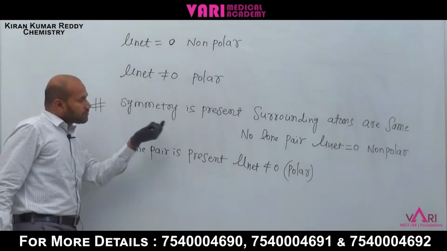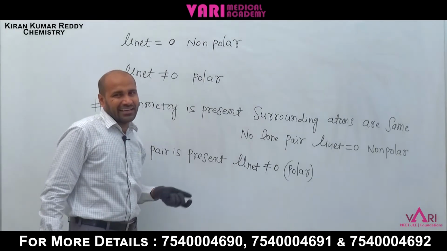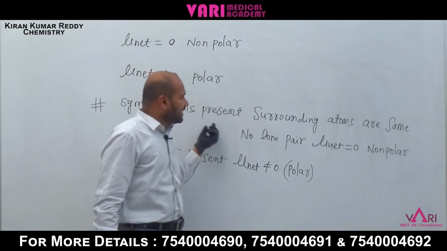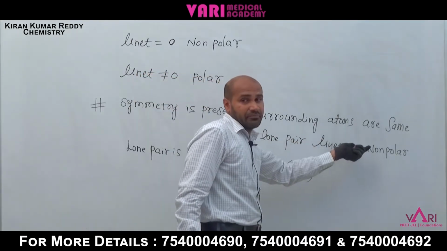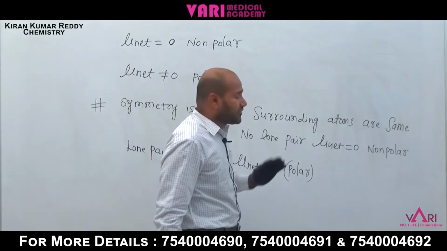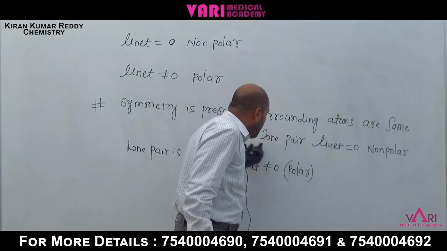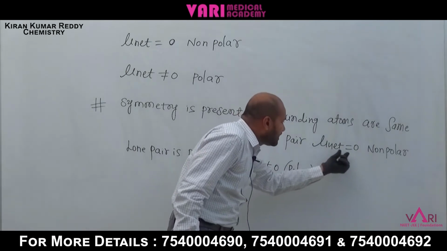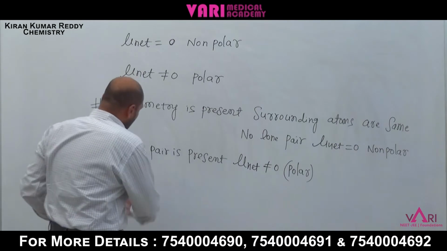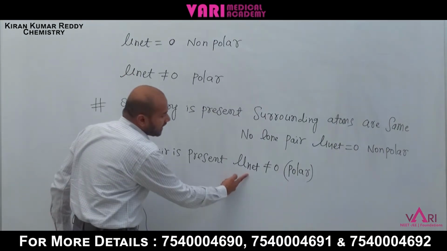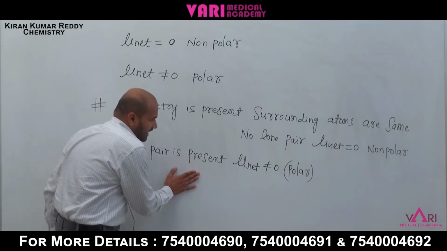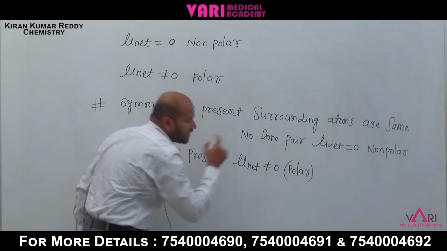Now symmetry is present, that is symmetrical, such as tetrahedral and trigonal bipyramidal, or any symmetry, and the surrounding atoms are the same around a different central atom. With no lone pair, mu net is equal to 0 and the molecule is non-polar. Next, if a lone pair is present, mu net is not equal to 0.